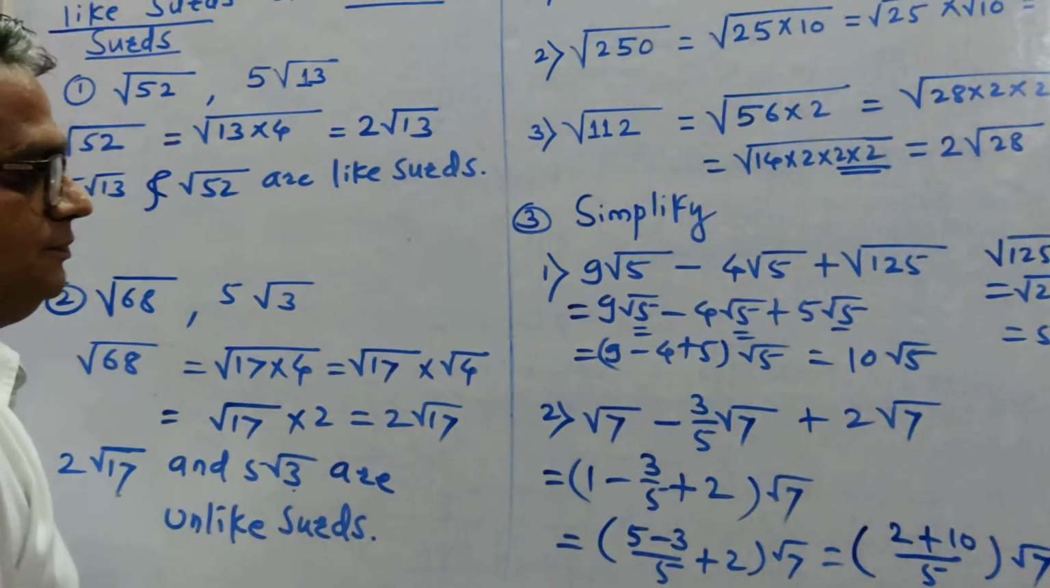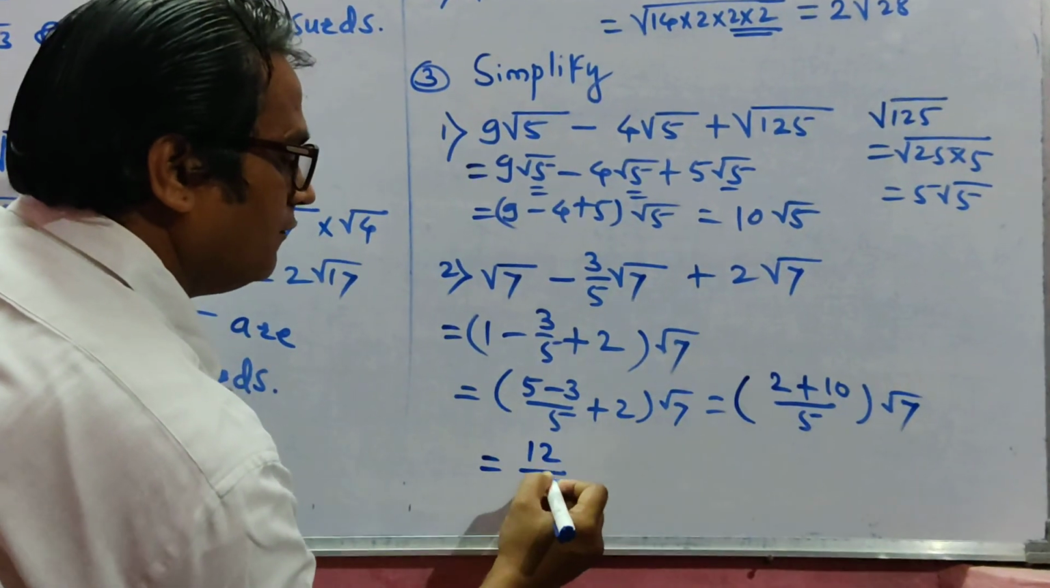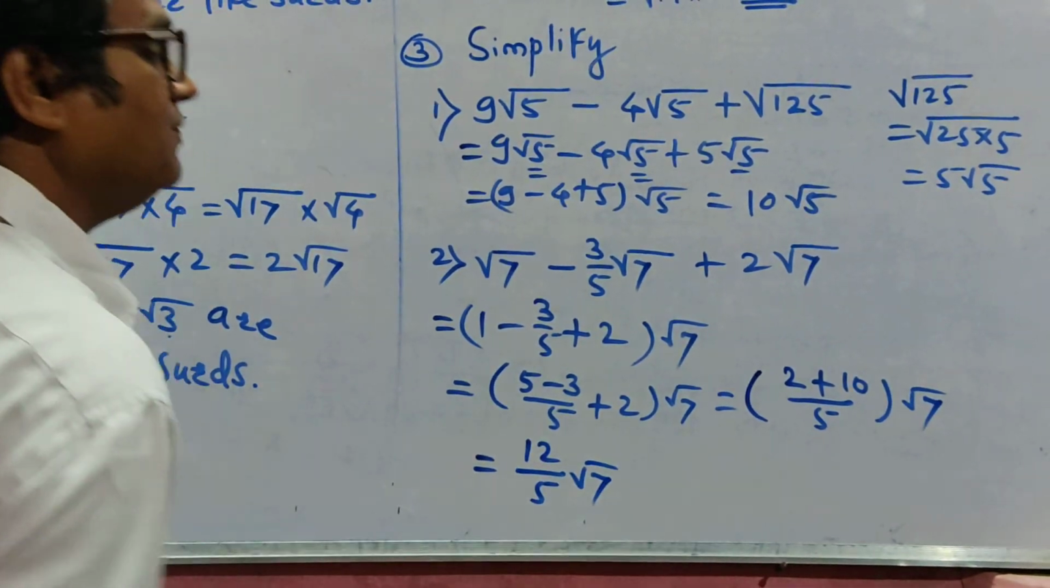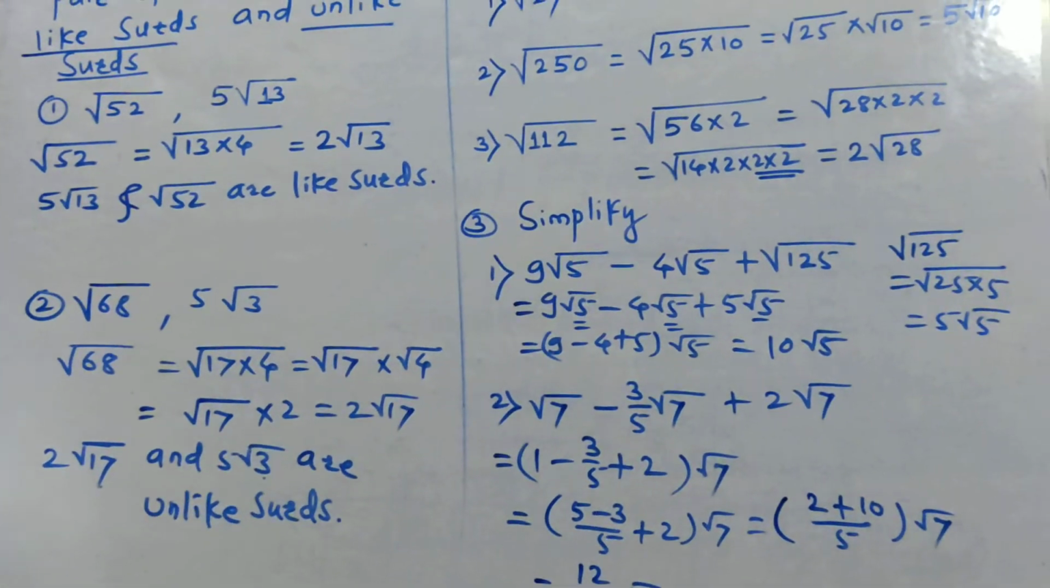So what will that be? That will be 12 by 5 root 7. By this way we can solve the problems of surds. Okay. Right.